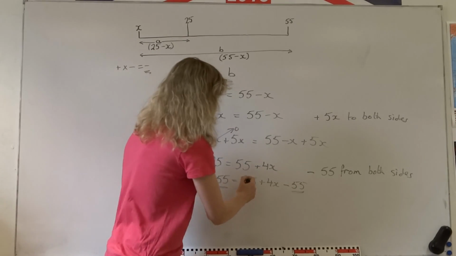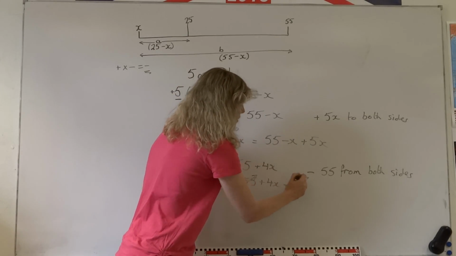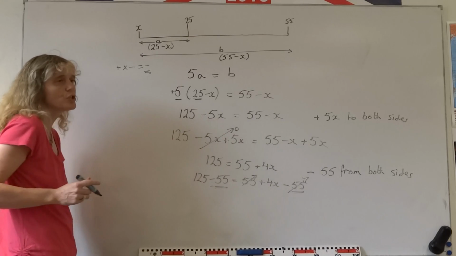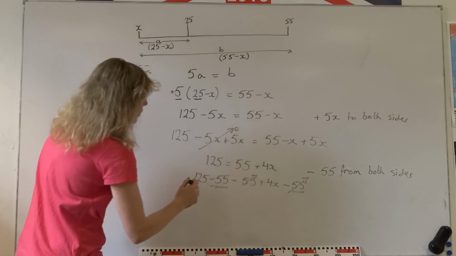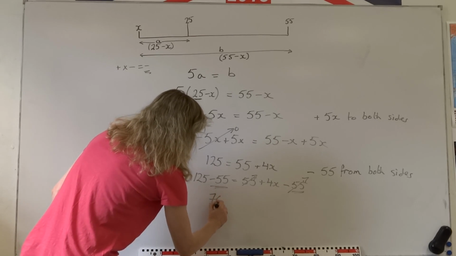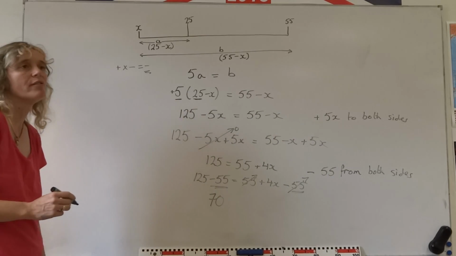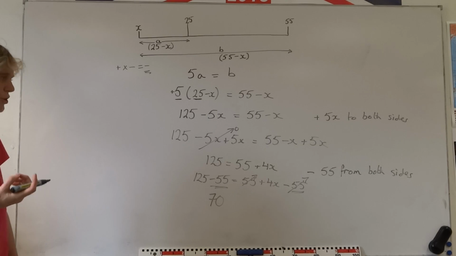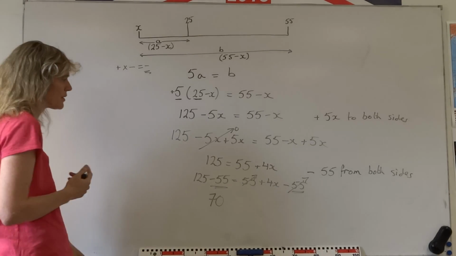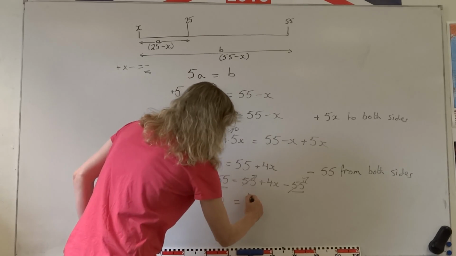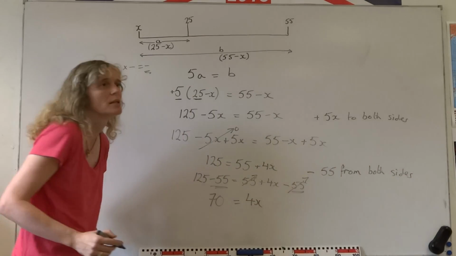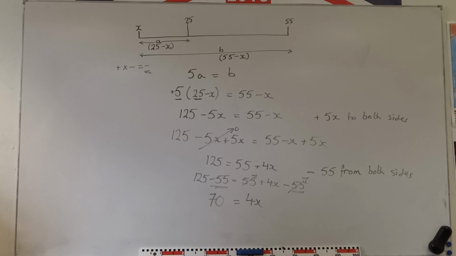55 minus 55, that's going to give me the 0 that I want. So I'm going to get 125 minus 55. That will give me 70. 125 minus 55, you should be able to do that in your head. Keep this mental maths going. So 70 is going to give me 4 lots of x. 70 is 4 lots of x.